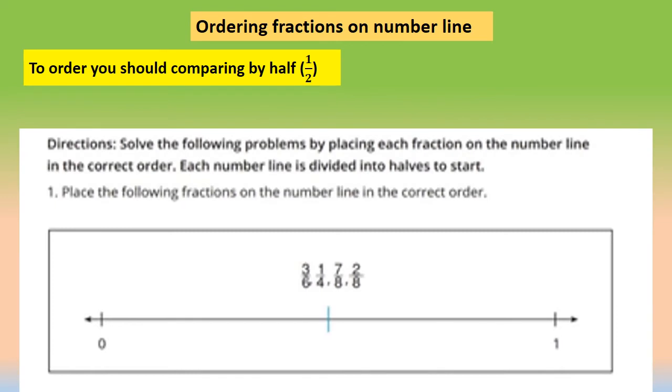Ordering fractions on the number line. To order, you should compare by half. Solve the problem by placing each fraction on the number line in the correct order. Each number line is divided into halves. So to start, place the following fractions on the number line in the correct order. I have here some fractions: 3 over 6, 1 over 4, 7 over 8, 2 over 8. The answer will be on the next page. I will draw each number line for each fraction.